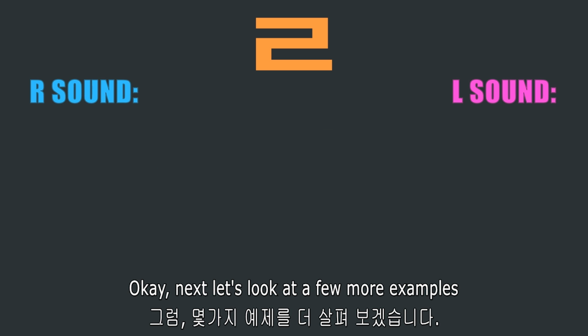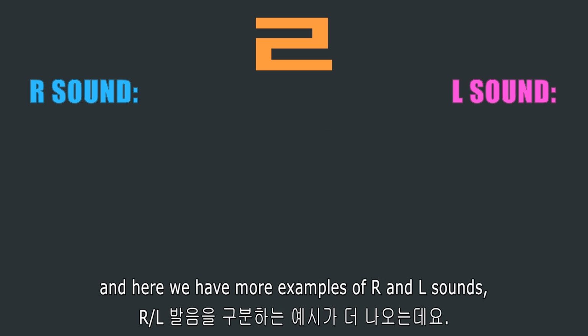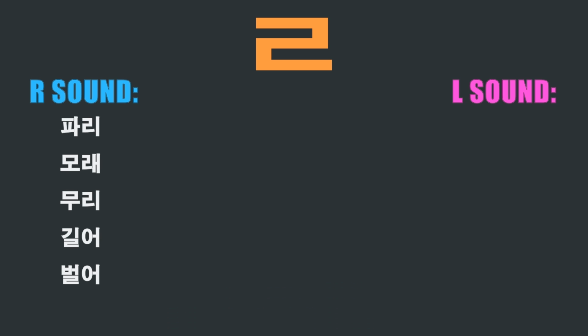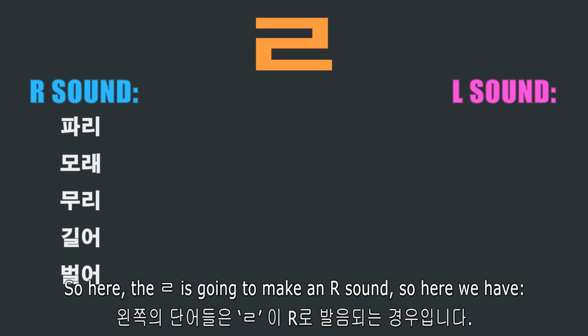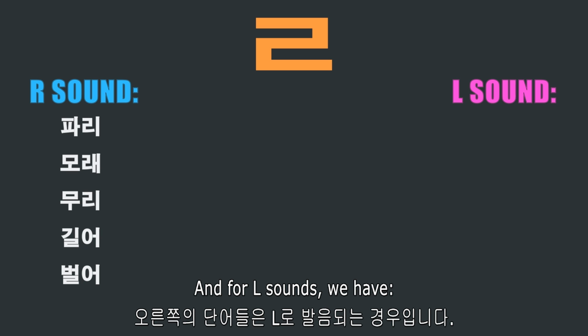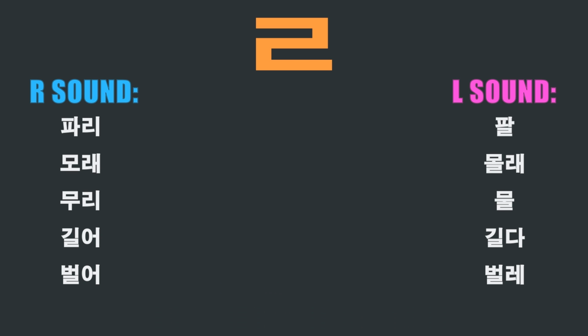Okay, next let's look at a few more examples. And here we have more examples of R and L sounds. Let's look at some R sounds first. So here, the ryul is going to make an R sound. So we have 팔이, 모래, 물이, 길어, 벌어. And for L sounds, we have 팔, 몰래, 물, 길다, 벌레.